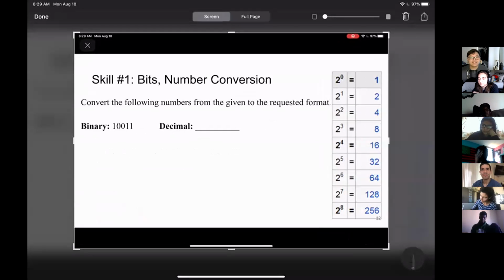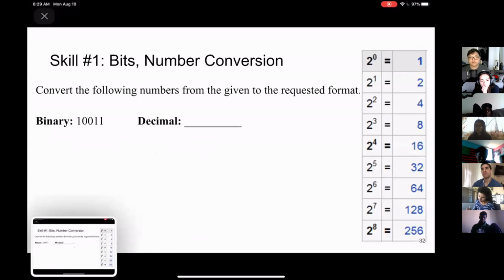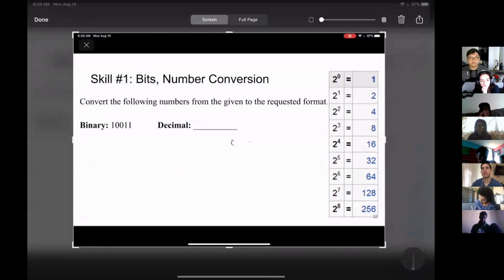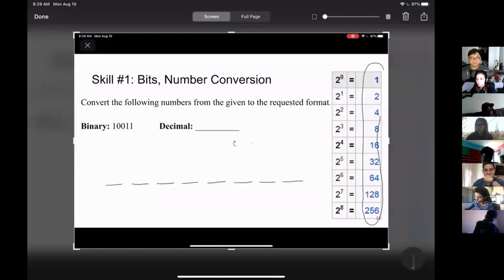Let's do this problem together. The first thing I want you to do is memorize these numbers that are shown. So right here, I want you to write 8 slots. 1, 2, 3, space them out. 4, 5, 6, 7, 8. Underneath each of them, you should write these numbers because these are the place values.